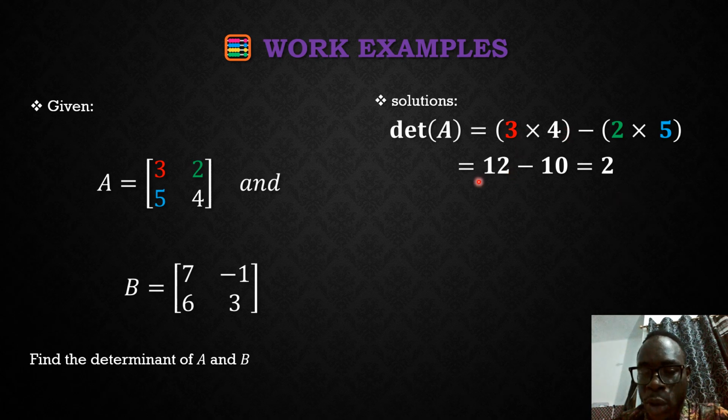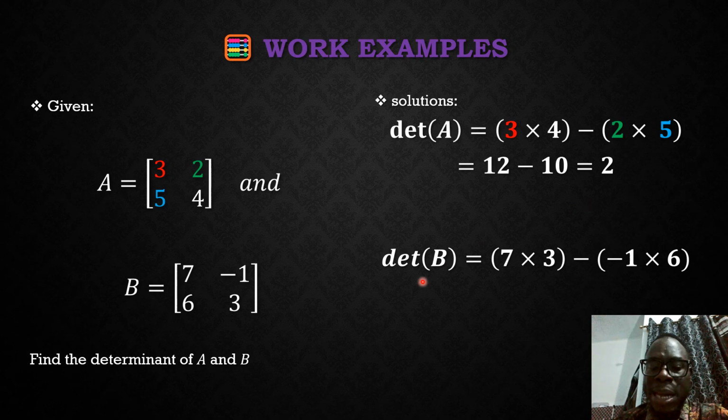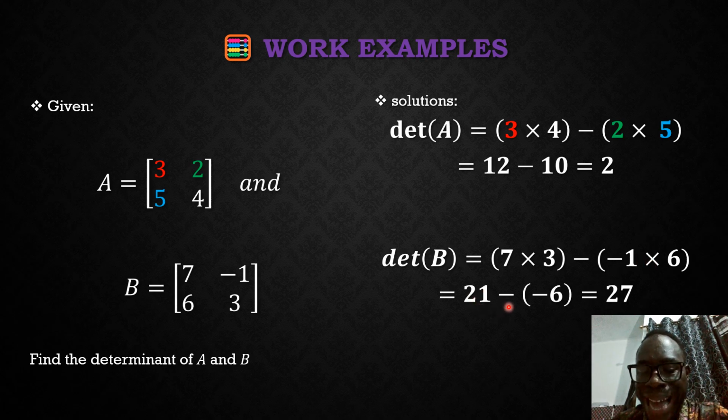So 3 times 4 is 12. Then 2 times 5 is 10. So the minus between 12 and 10 is 2. Then for the determinant of B, we are going to repeat the same process, which will be 7 times 3 here. Then 6 times negative 1, negative 1 times 6 will be here. Then the result will be 21 minus negative 6, and minus negative will give us positive. So 21 plus 6 will be equal to 27.